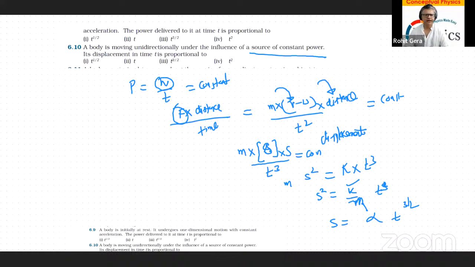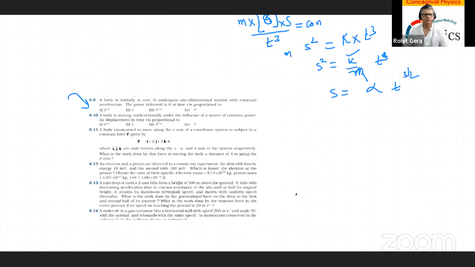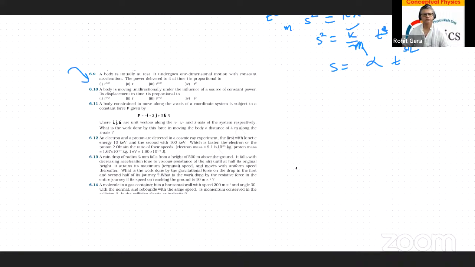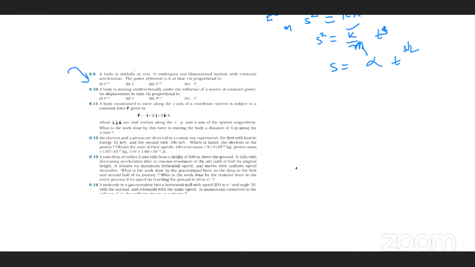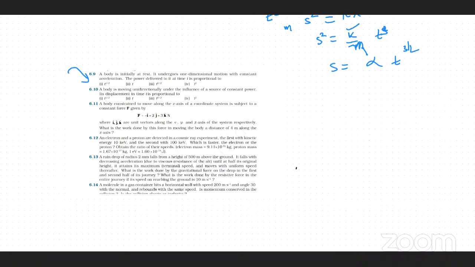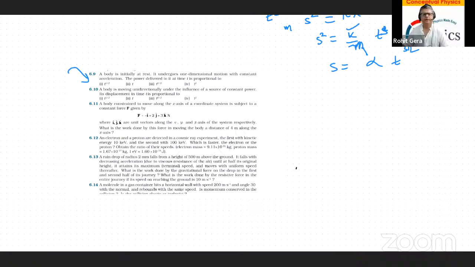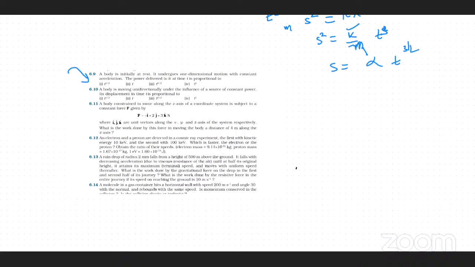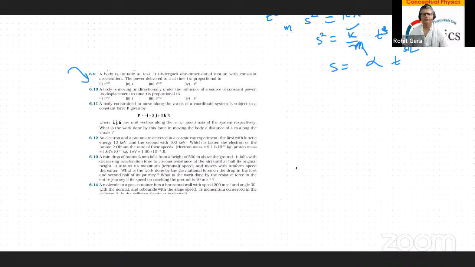Go to 6.9 now. A body is initially at rest and undergoes one-dimensional motion of constant acceleration. Power delivered to it at time t is proportional to... Something very similar.